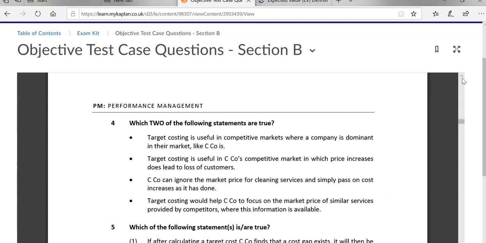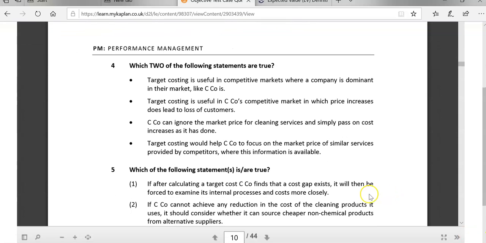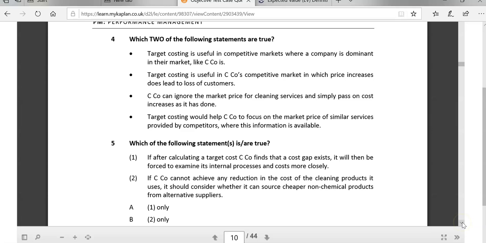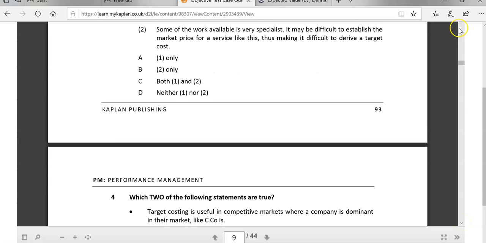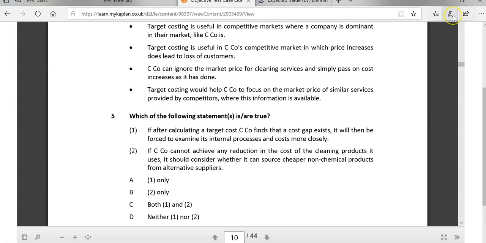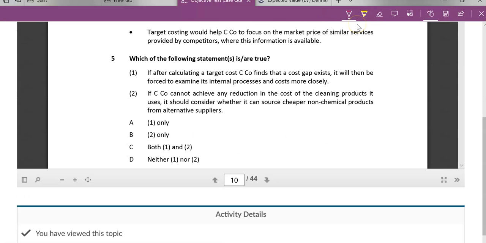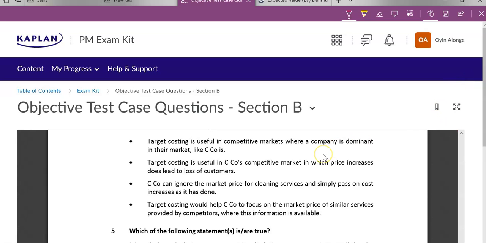And then the fourth one says, which two of the following are true? So let's think about this very carefully. I want to know which two of the statements are true.